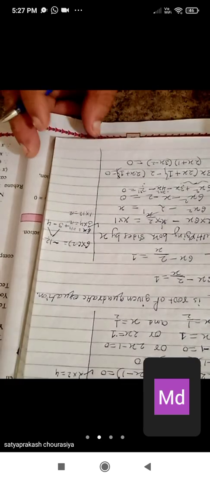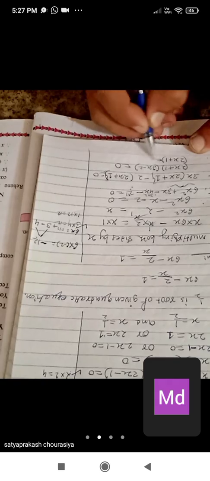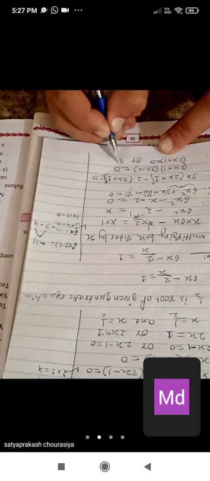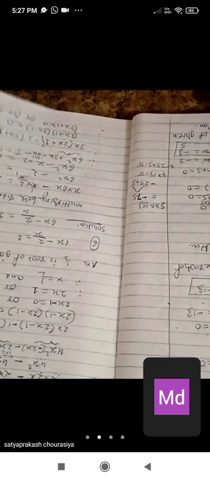What is its value? 0. So therefore 2x plus 1 is equal to 0 or 3x minus 2 is equal to 0. What is the value of both? 0. So therefore 2x plus 1 is equal to 0.